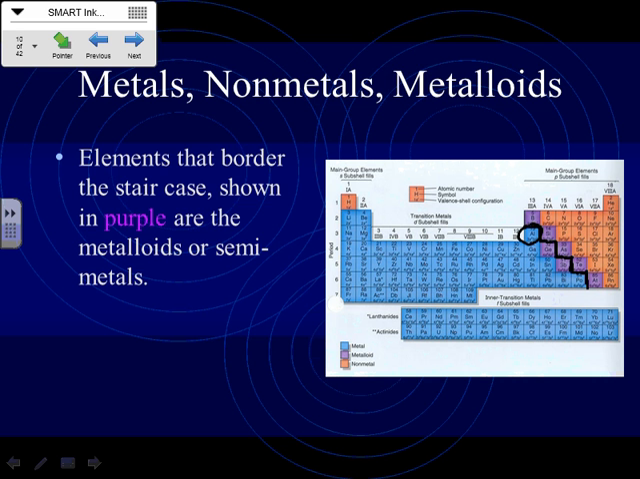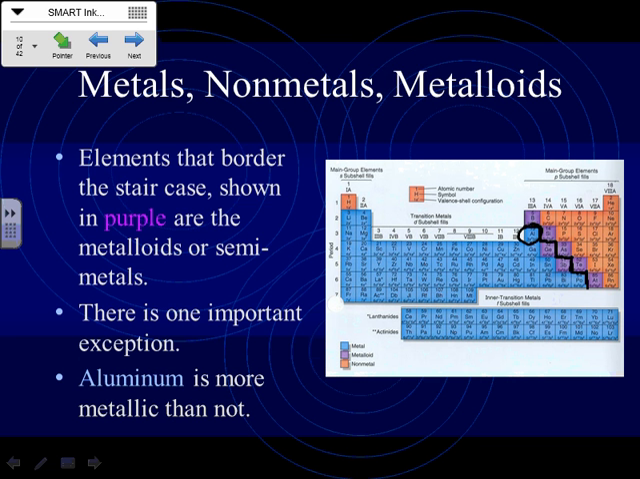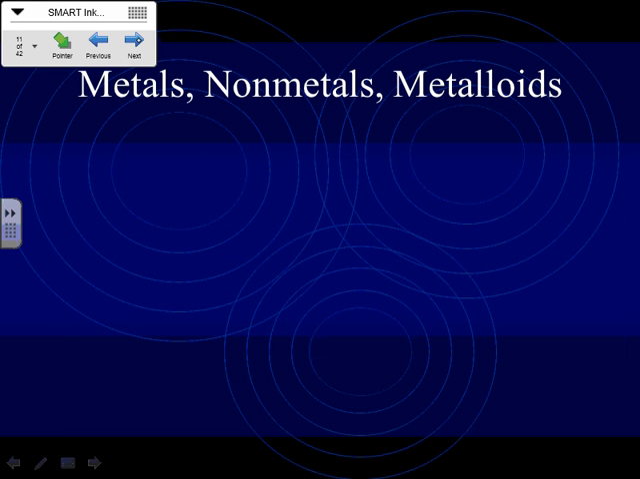All right, so that's the metals, metalloids, nonmetals. And we talked about the exception: aluminum is more metallic than not. Okay, so let's talk a little bit more about the properties of each of these things.